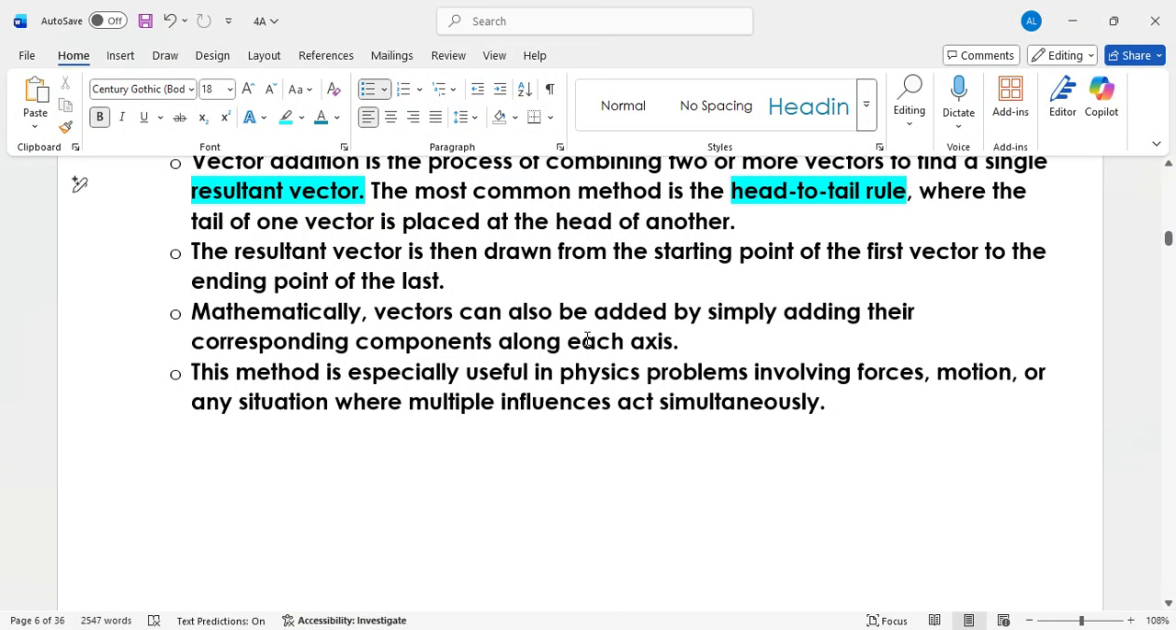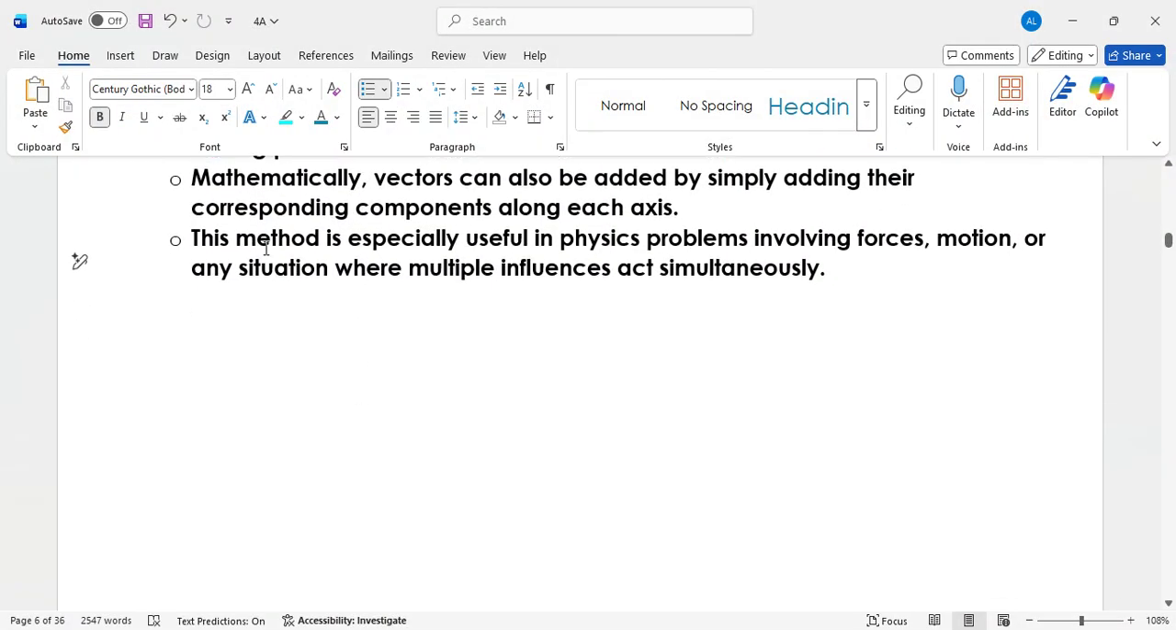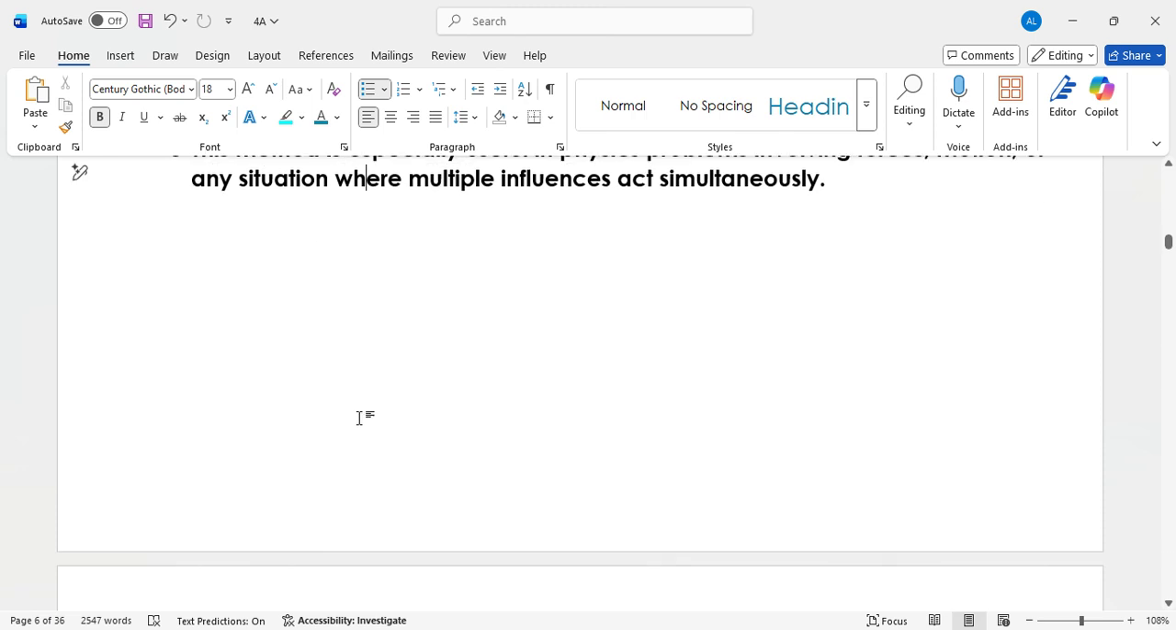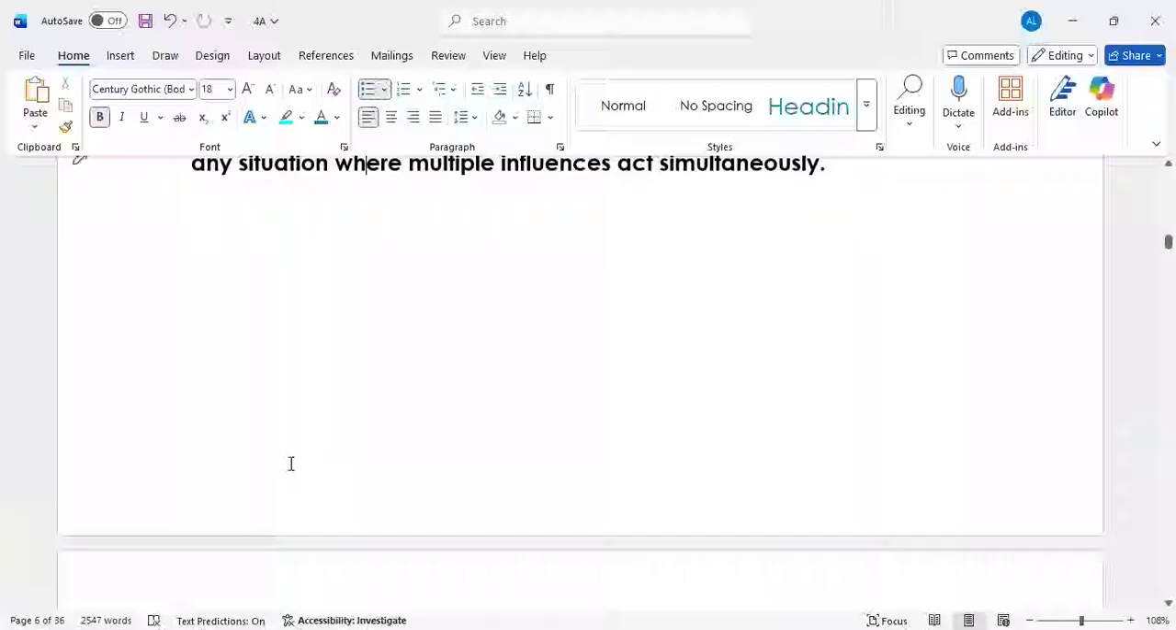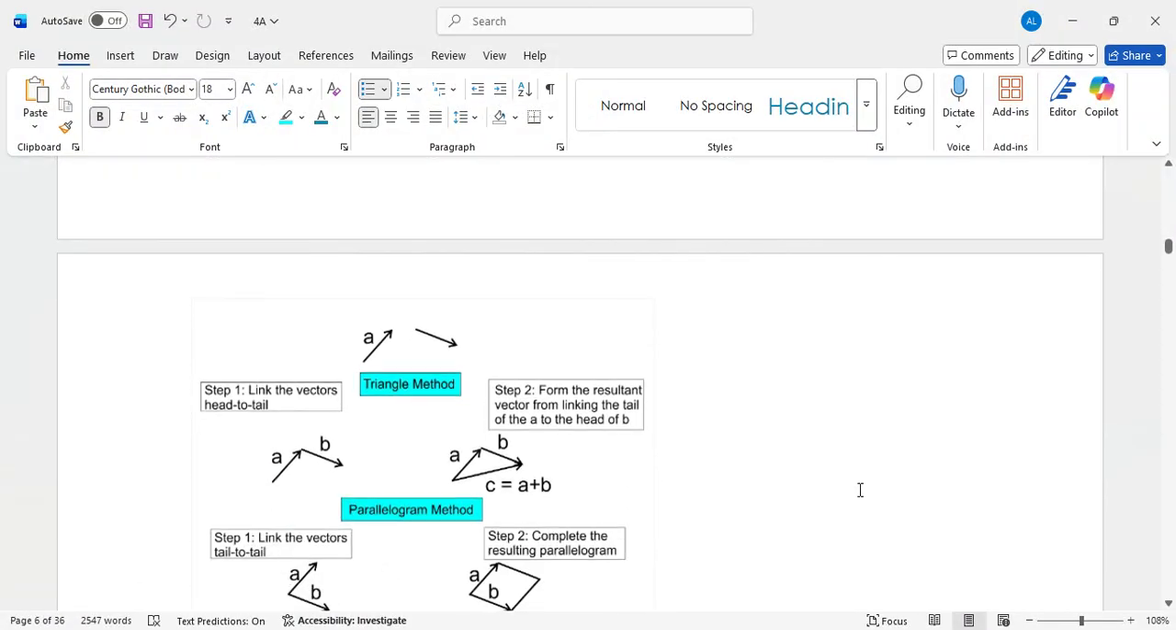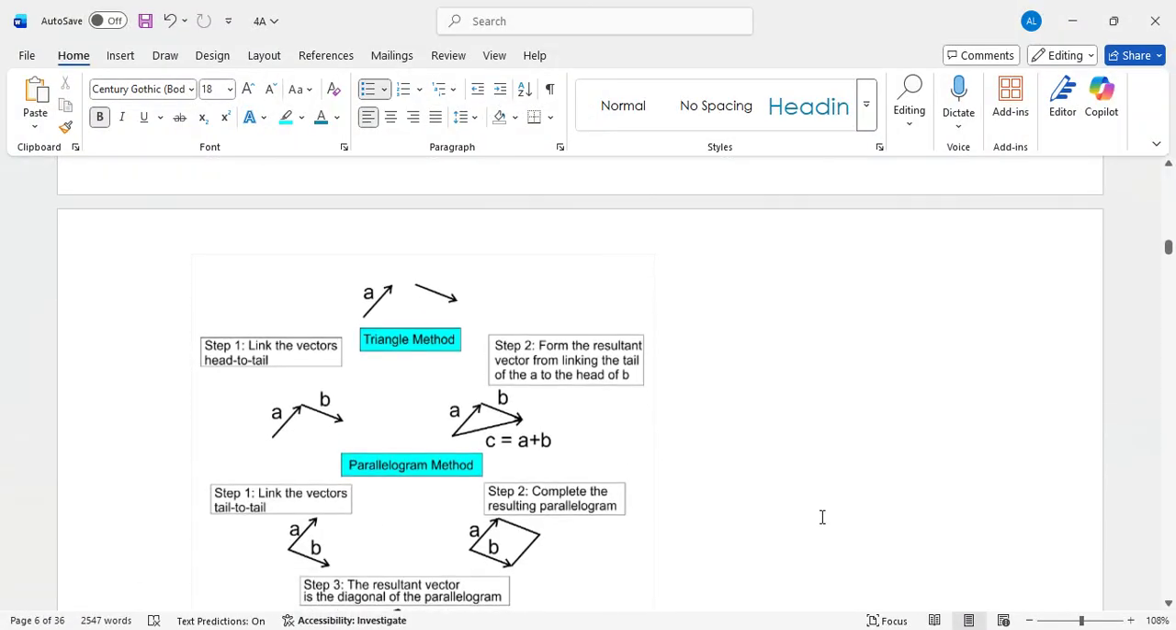Mathematically, vectors can also be added by simply adding their corresponding components along each axis. You can just add them mentally. This method is especially useful in physics problems involving forces, motion, or any situation where multiple influences act simultaneously. It's simultaneous. It's not one after another.